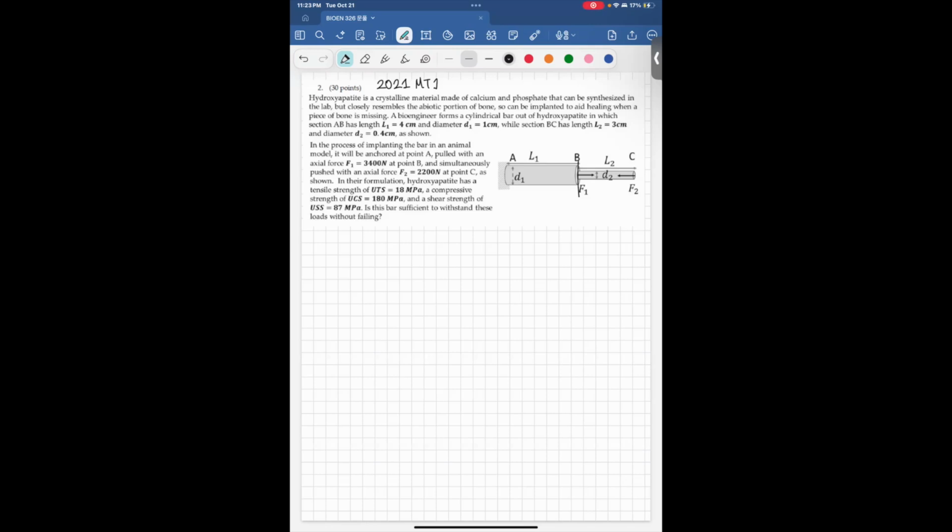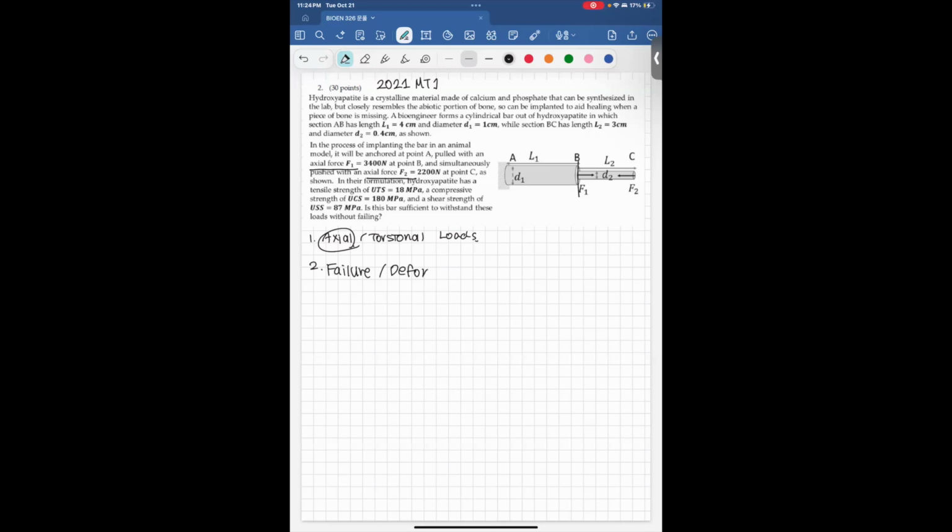First thing is we need to see if this is axial or torsional loads. It says there's axial force and axial force given, and we do not see any torsional force like this. So this question is about axial loads. Great.